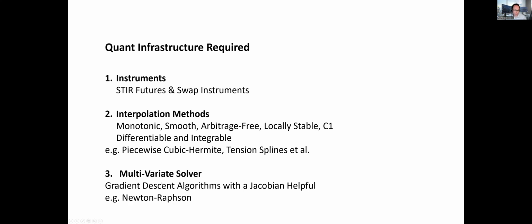A basic multivariate solver would be Newton-Raphson, and Newton-Raphson can, in some cases, break down and fail to solve. But because we're working with a nice smooth curve, because we're using a cubic Hermite interpolation, you'll typically find that it will always solve and you won't encounter that issue. So selecting the right components and putting them all together in a sensible way is going to avoid a lot of problems. So three things we need: instruments, swap and futures instruments; a good arbitrage-free interpolation method; and a multivariate solver, ideally one that has a gradient descent with a Jacobian derivative matrix.